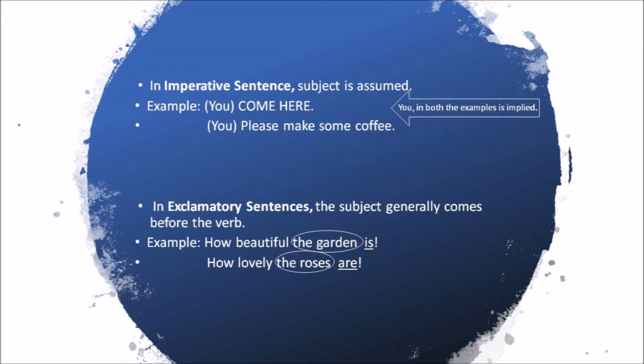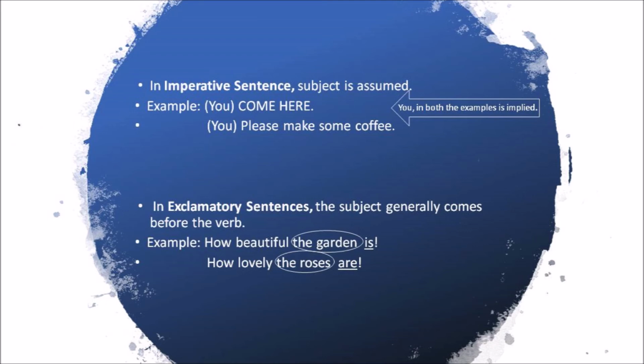Next, in exclamatory sentences, the subject generally comes before the verb. Look at the example given below. How beautiful the garden is. So the verb is is, and the garden is acting as a subject. How lovely the roses are. Are is the verb and the roses, which appear before the verb, is known as the subject.